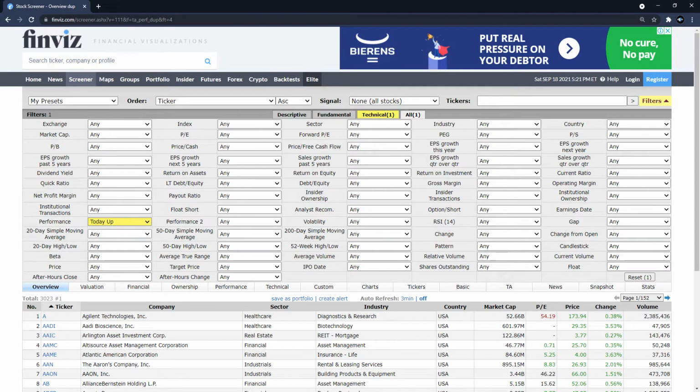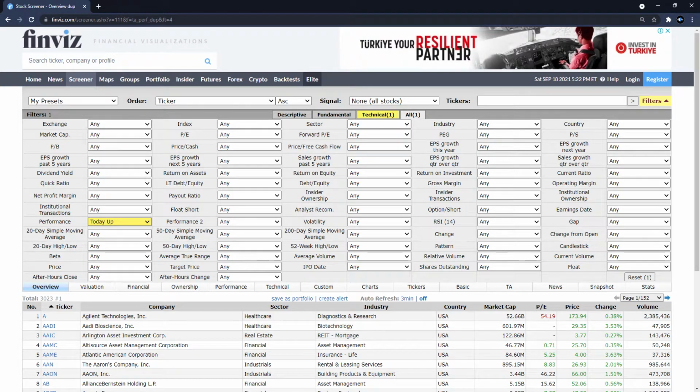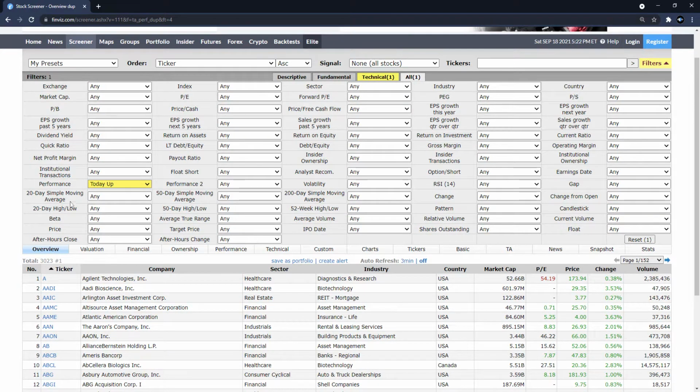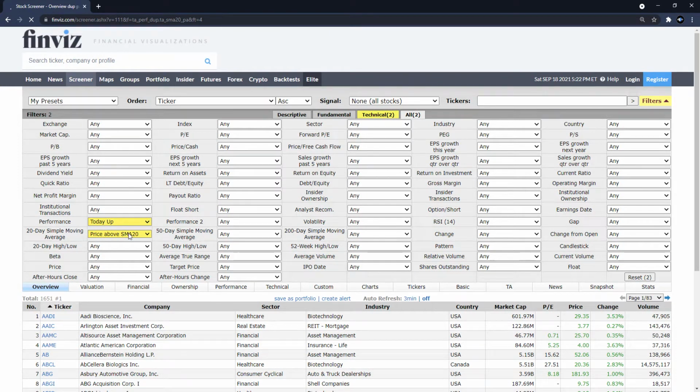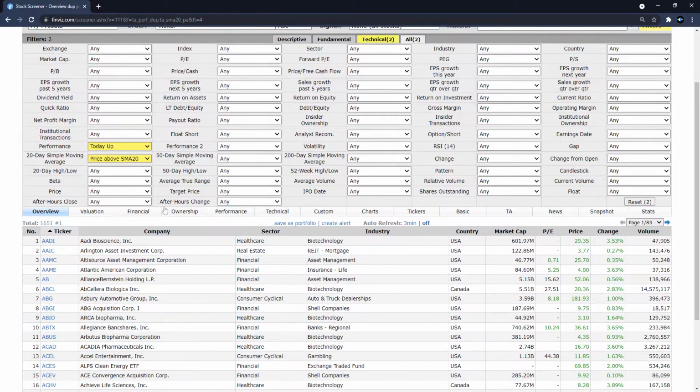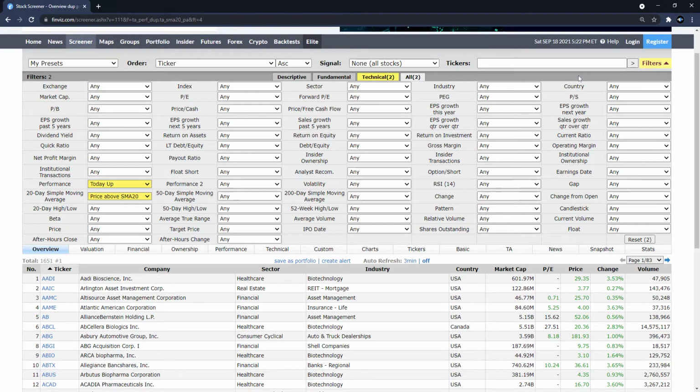The next thing that I'm going to be filling will be the 20-day simple moving average. What basically the 20-day simple moving average is, is the average of the last 20 days' closing prices. You feel me? And what do we want to fill right here? For the price to be above the 20-day SMA. This will give us a pretty good indication that the stock is moving to the upside, that it is in an uptrend.